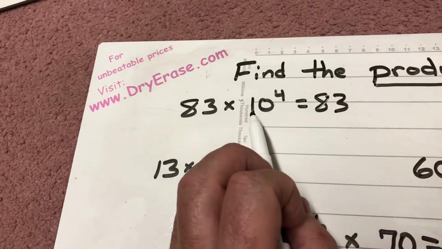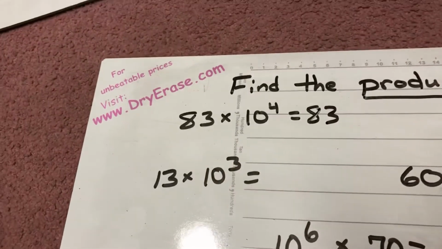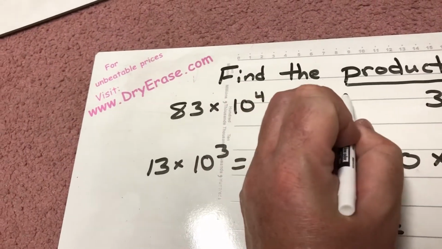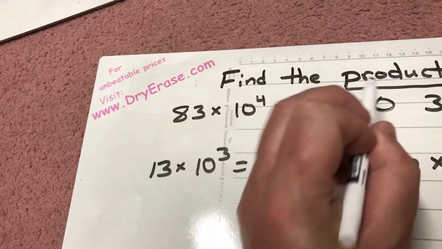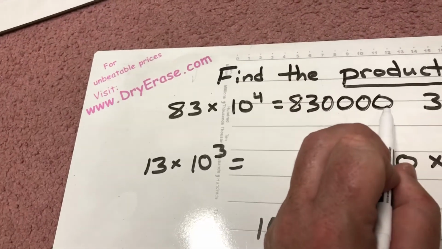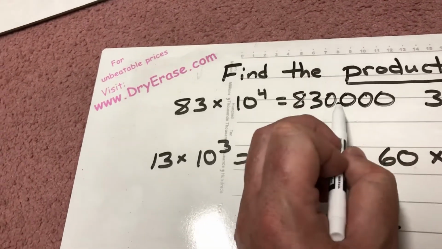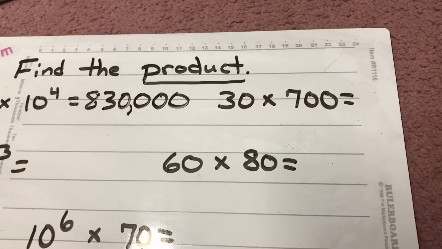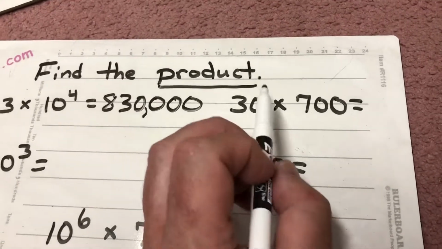And using the zeros trick, I would have to add those 4 zeros to my answer, which means I've got to put 83 and then 1, 2, 3, 4 zeros. Count back to get my comma in the right place. 1, 2, 3. My comma is going to go right there. 830,000. 30 times 70, no exponent here, but I can use that zeros trick.